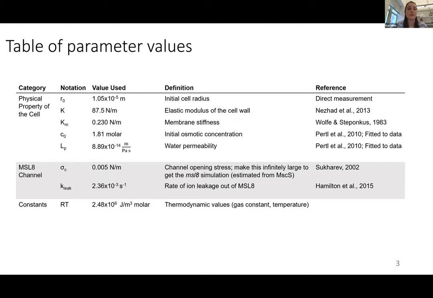And then as far as properties of the MSL8 channel goes, we have a channel opening stress. So this is the membrane tension at which the channel will open. And then we also have the ion leakage rate out of MSL8, so how quickly it's changing the osmotic concentration. And then, of course, we have some constants and thermodynamic values.